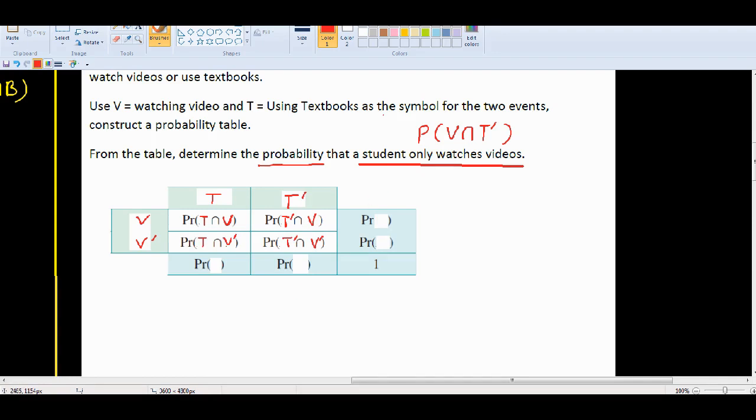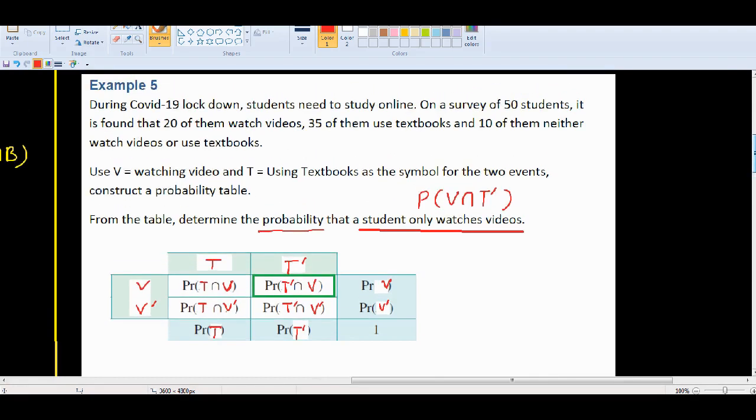So what you are going to do is find V intersect not T, right? V intersect not T. So you are going to find this green circle. When you add the first column together, you get T and not T. When you add the first row together, you get V and not V. So let's see what numbers we have already got.